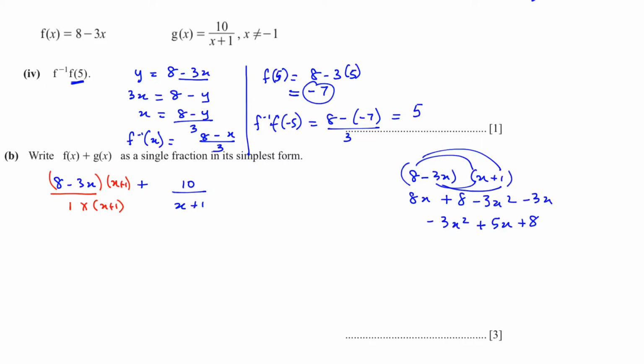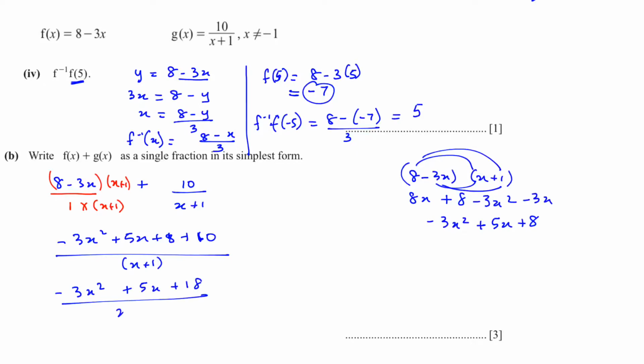Now we'll write it here, negative 3x squared plus 5x plus 8 plus 10 over x plus 1. Add the like terms together. 8 plus 10, 18 over x plus 1. And we have written it as a single fraction in the simplest form.